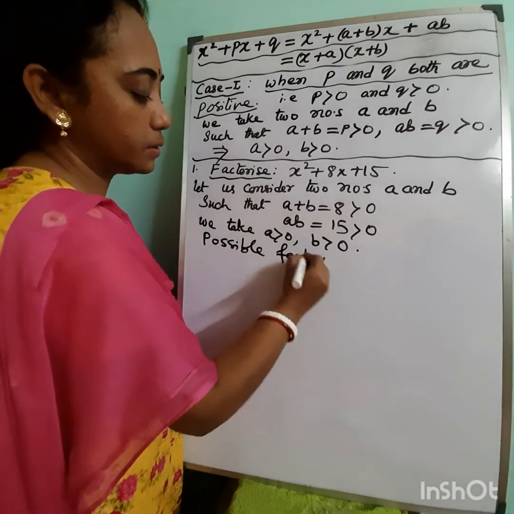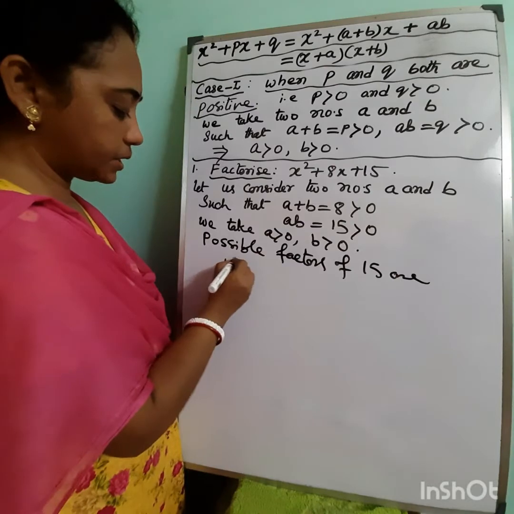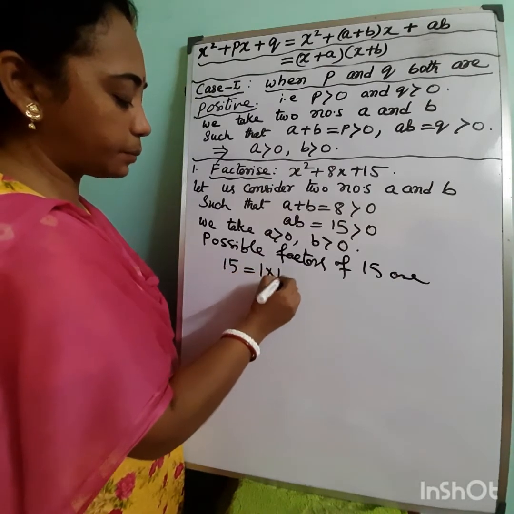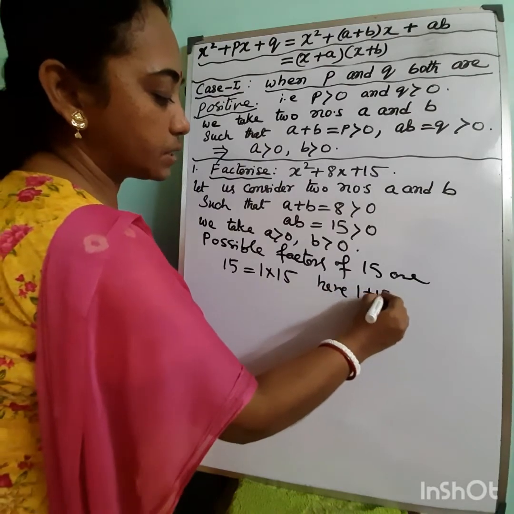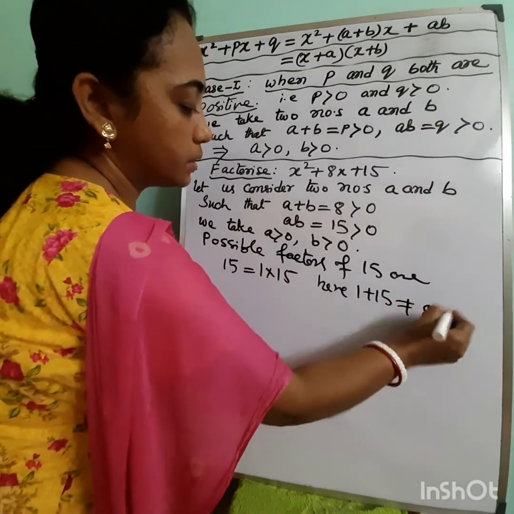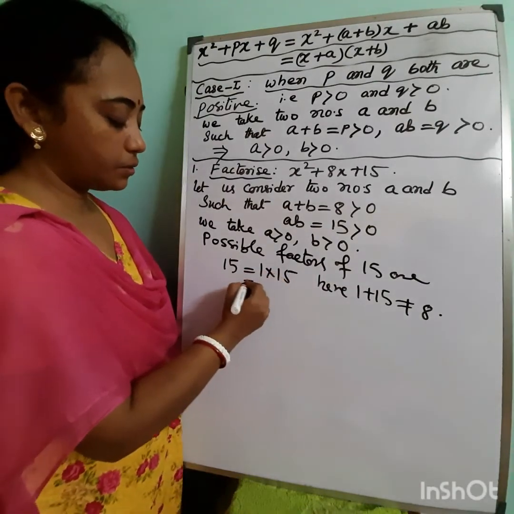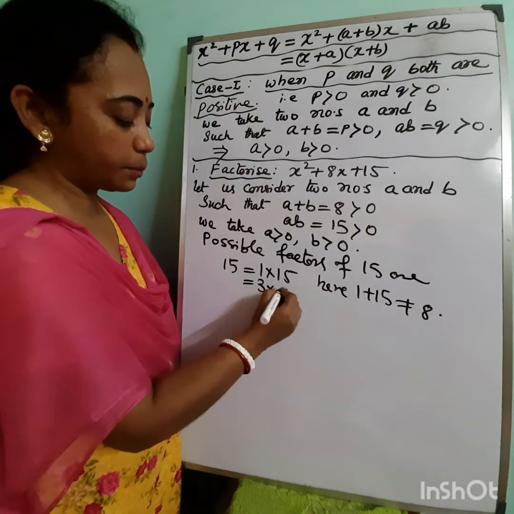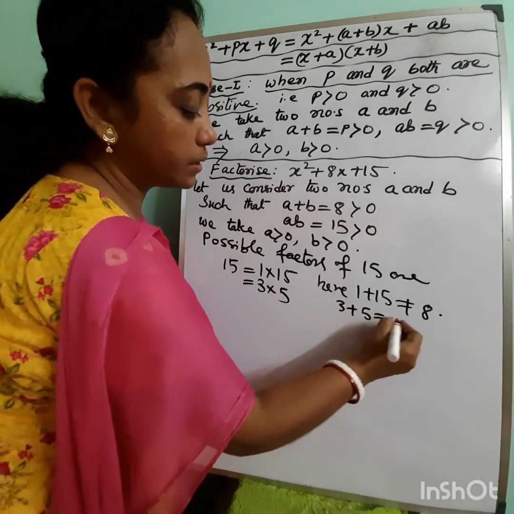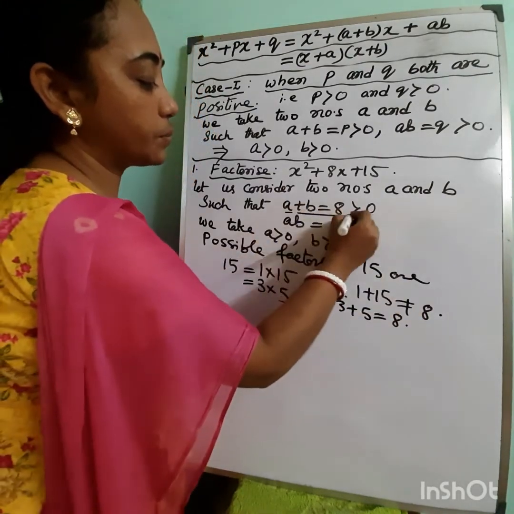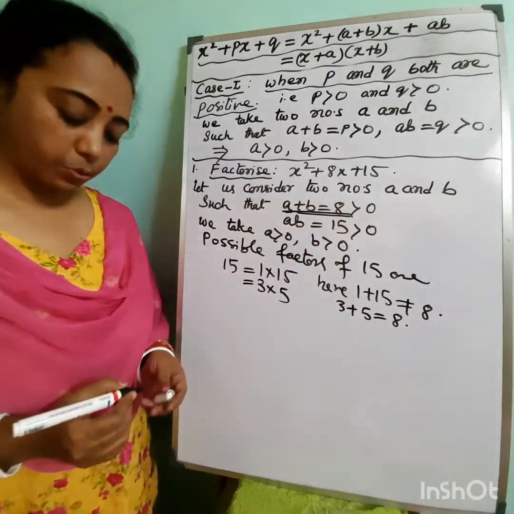15 can be written as 1 multiplied by 15. So here 1 plus 15 is not equal to 8, so we will not consider the two numbers as 1 and 15. Again we can write 15 as 3 multiplied by 5. So here 3 plus 5 is equal to 8, which is equal to the sum of the two numbers, that is a plus b is equal to 8, the coefficient of x.